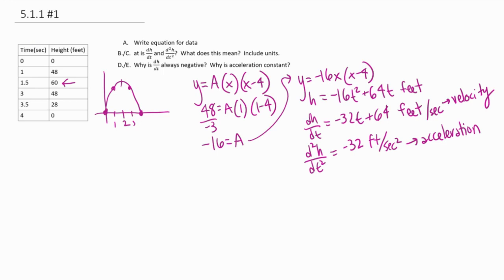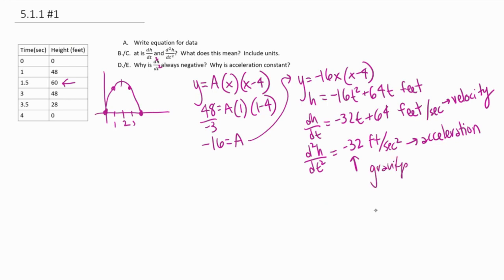So now let's talk about d squared h over dt squared. I think that's the actual problem. Why is that always negative? So why is my acceleration negative? Well, why, when we throw something in the air, doesn't it just go off into space? Why does it turn back around at all? And that's because of gravity.